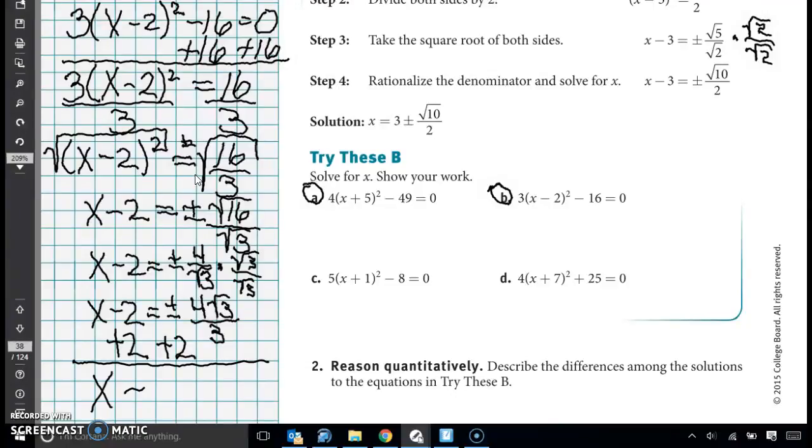I'm good at this stuff. Just get lucky, man. Hey, don't hit the play.